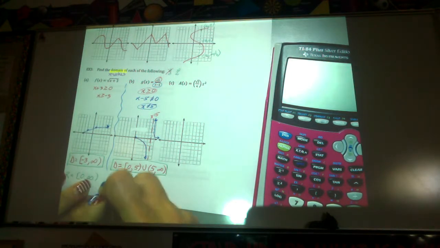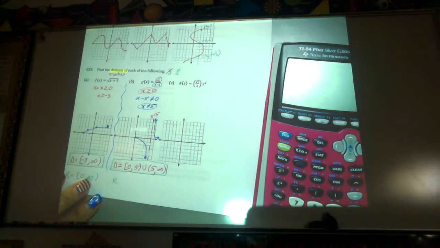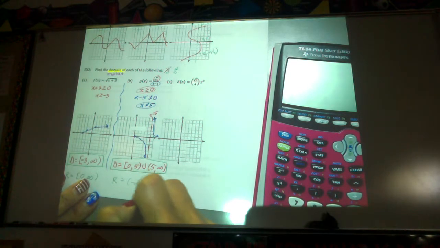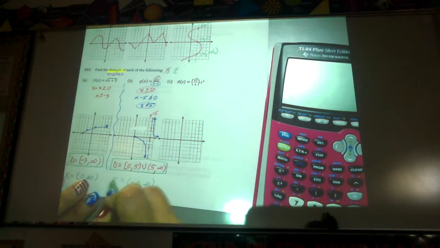All right, so our range for our purposes here, it doesn't appear to be restricted, does it? No. It's going from negative all the way to positive. So our range would be negative infinity to positive infinity, until we look at it in more detail later.